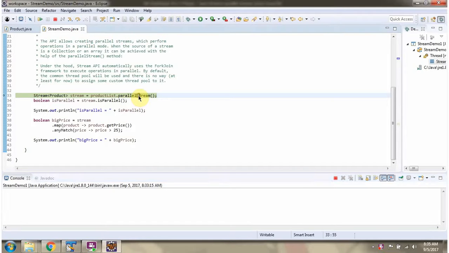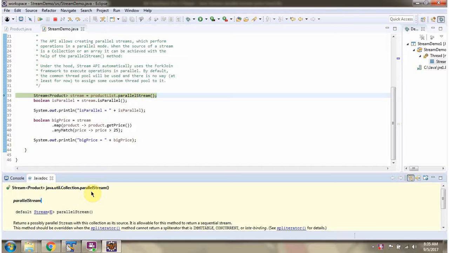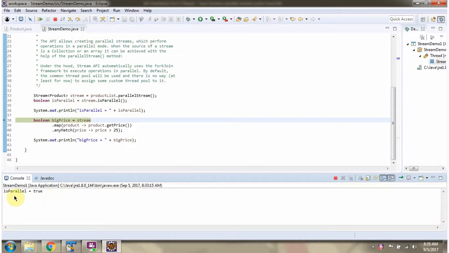Here I am calling the parallelStream method of the product list. The parallelStream method returns a stream of products, and this stream is a parallel stream. I am checking whether the stream is parallel or not using the isParallel method, and we got true because this stream is a parallel stream.